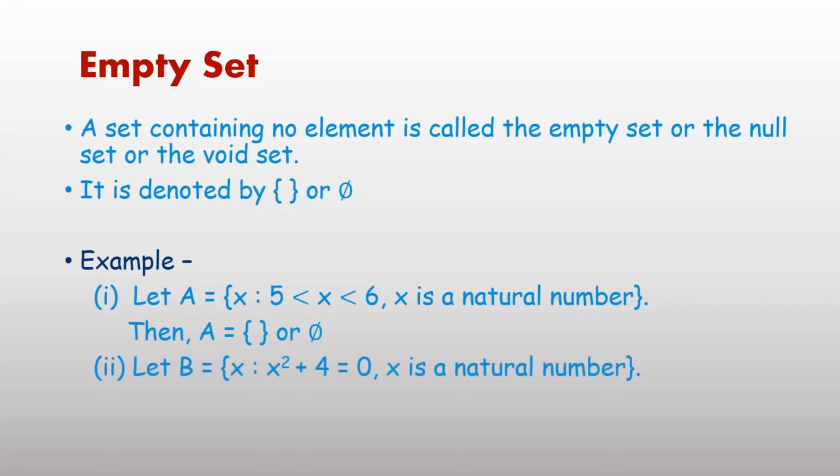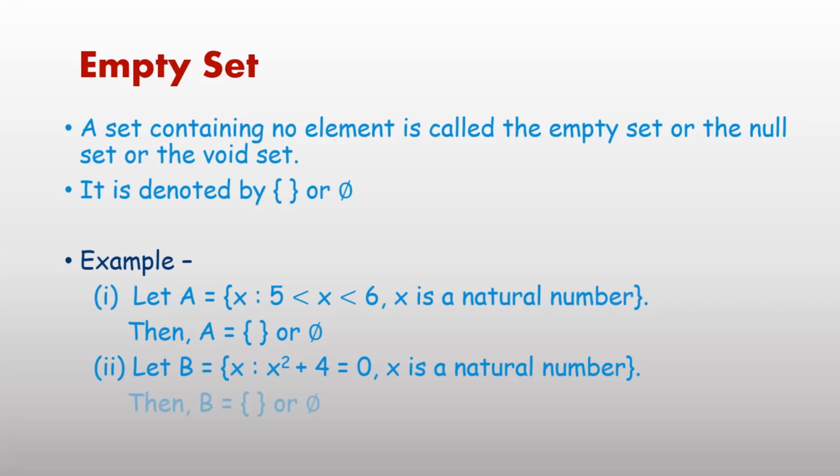Or, x square plus 4 equal to 0. We have to find the value of x such that x is a natural number. Again there is no natural number for which x square plus 4 equal to 0. Therefore, you can say it is also a null set. I hope it is clear. What is null set? Null set or empty set or void set. Means a set having no element is known as empty set.